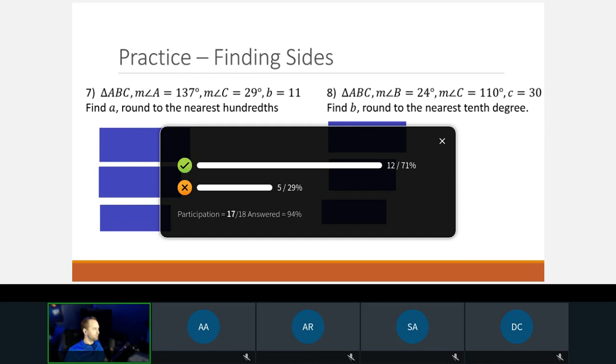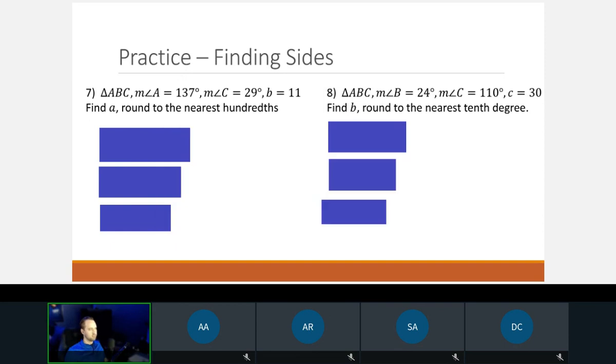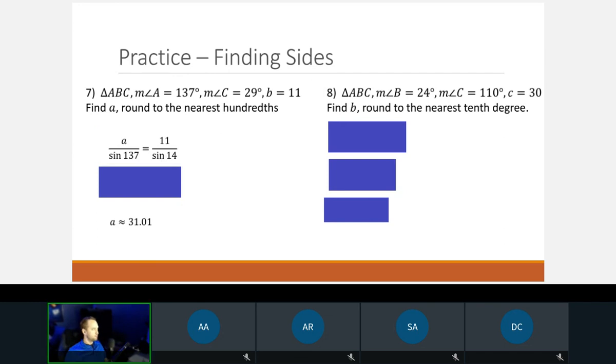All right, what did everyone get for the answer? 31.01. Some more 31.01s. Lots of 31.01s. 7.82. So I got 31.01. So here is the work.